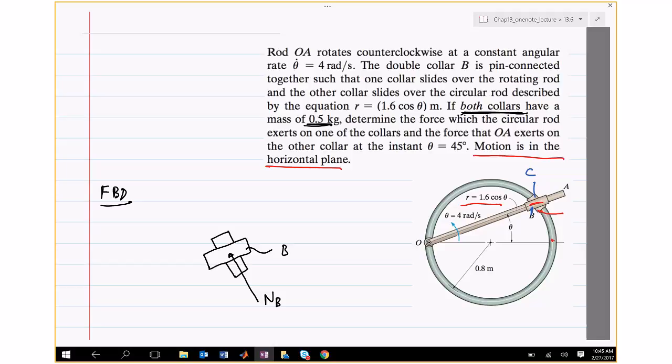But isn't that force in the opposite direction of motion? This is the force acting on the, yeah, okay.